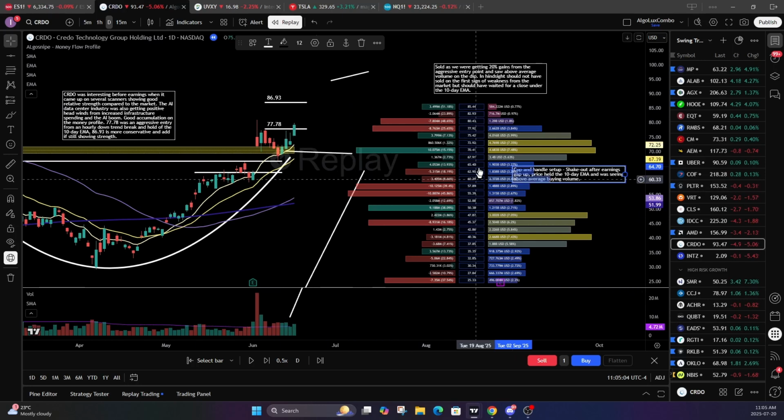But on Credo, we could see there was also a bit of overhead supply, right? So in this case, when you're seeing this kind of overhead supply above wherever your current base or your entry is, you want to enter above that, right?